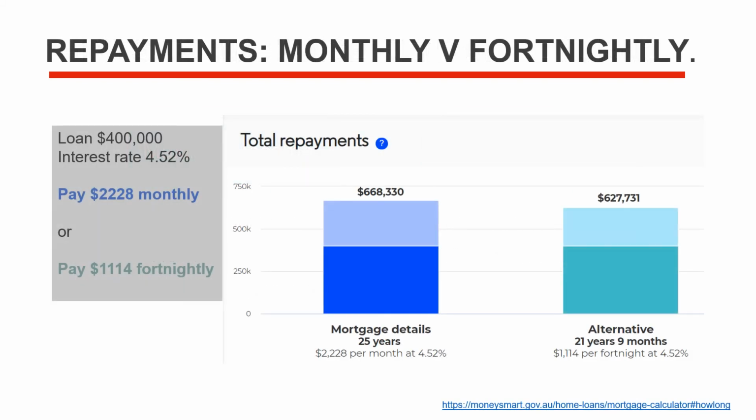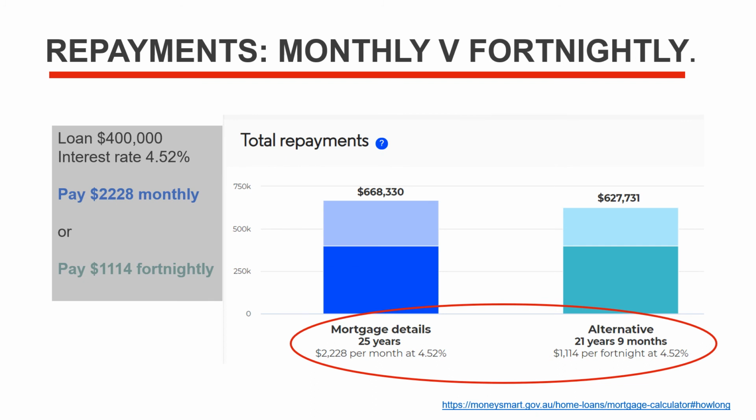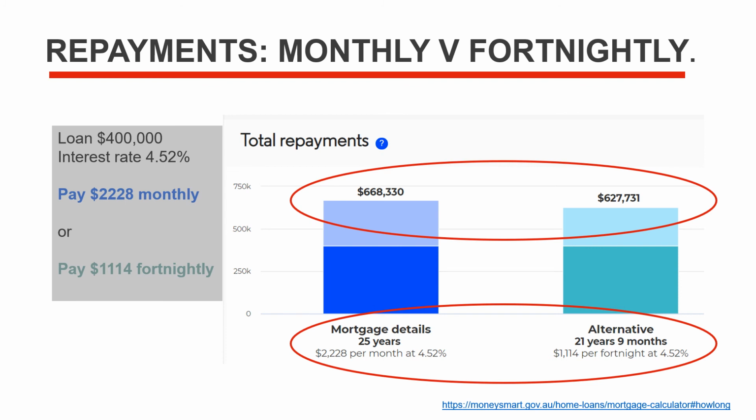So in the example on the screen, I've used the Money Smart How Can I Repay My Home Loan Sooner calculator to demonstrate the difference. I've looked at a home loan of $400,000 at the variable rate of 4.52%. And we can see that by making repayments of half the monthly repayment on a fortnightly basis, we can significantly reduce the overall term of the loan and the interest costs. In this example, the overall term is reduced by 4 years and the interest saving over $40,000.